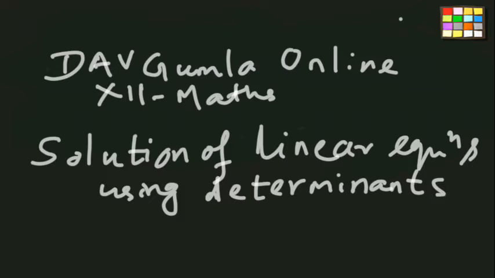Today is the last class of the determinant chapter. We are going to learn how to solve a system of linear equations using determinants. So we can use determinants also to solve a system of linear equations. We'll start with linear equations in 2 variables, then proceed to linear equations in 3 variables.